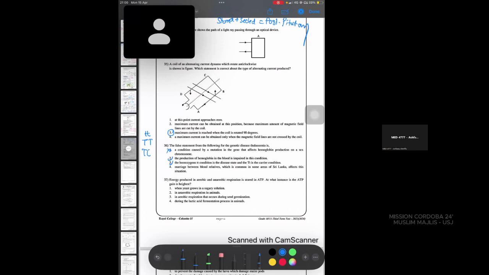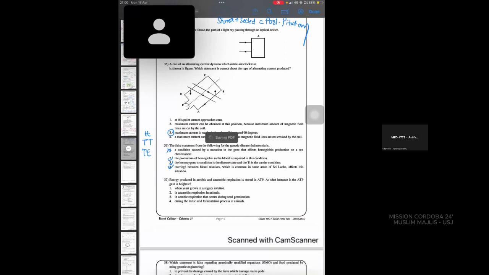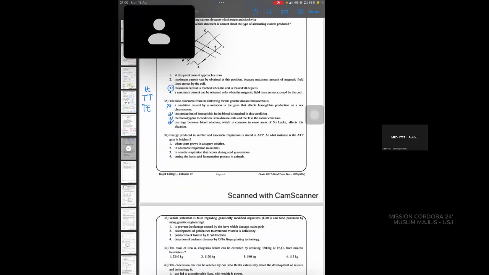Okay. Energy is produced in aerobic and anaerobic respiration and is stored in ATP. In what instance is ATP highest? Now can someone tell me, I told you this in the previous question. ATP production is maximum in aerobic or anaerobic? Aerobic is the maximum. So the answer will be aerobic.